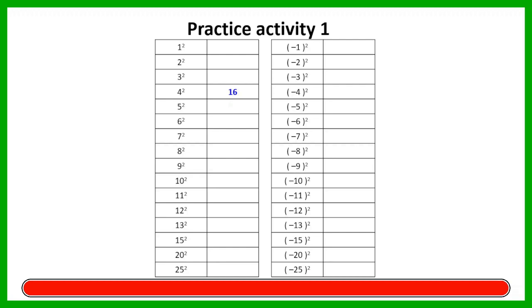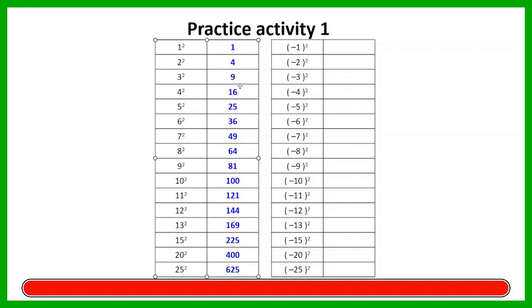Okay, you should hopefully be done with those. So let's go through each of those. You should have found that 1 squared is just 1. 2 squared is 4. 3 squared is 9. We already did 4 squared, it was 16. 5 squared is 25, 6 squared is 36, 7 squared is 49, 8 squared is 64, 9 squared is 81, 10 squared is 100, 11 squared is 121, 12 squared is 144, 13 squared is 169, 15 squared is 225, 20 squared is 400, and 25 squared is 625.